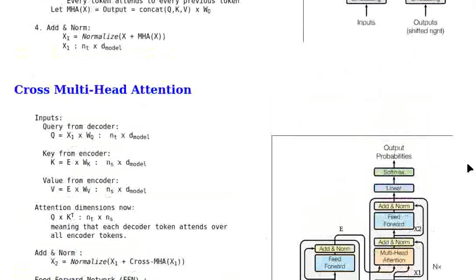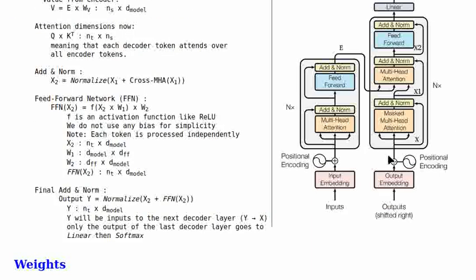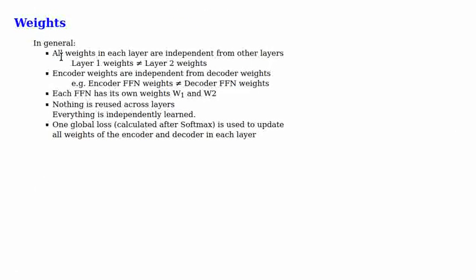The output probabilities produced at the final layer are used to compute a single global loss. This loss is then used to update all the weights in the model through backpropagation. In general, all weights in each layer are independent of those in other layers. That is, the weights in layer 1 are not the same as the weights in layer 2. Encoder weights are independent of decoder weights.